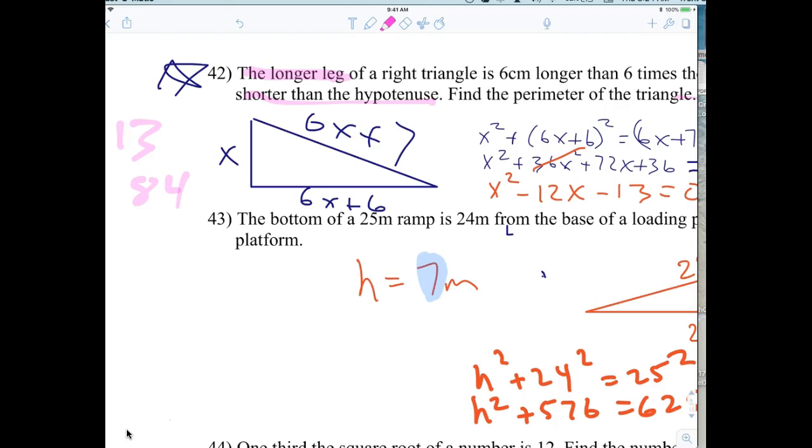84. And we already said the hypotenuse is one more than that, so the hypotenuse would be 85. So now the perimeter is to add those up, which would be 169, 179, 182, I believe. 182 centimeters. All right?